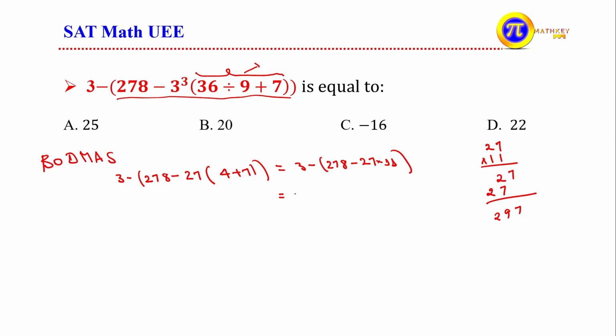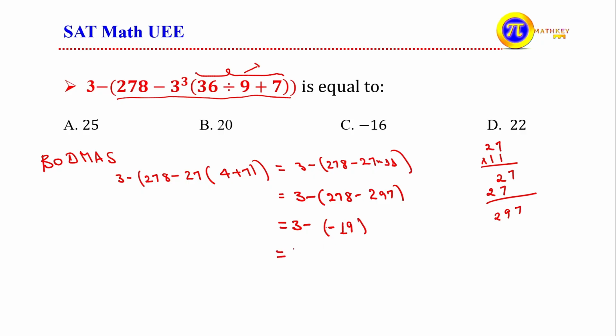So this becomes 3 minus [278 minus 297]. Here we go. The difference between 278 and 297 is 19, that is, 9 minus 8 is 1, and since 278 is less than 297, it becomes negative 19.